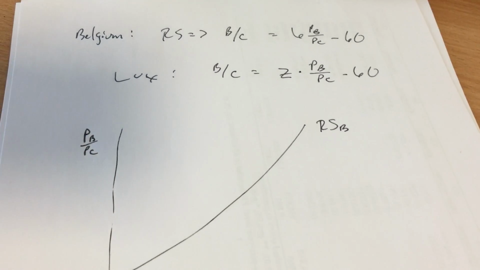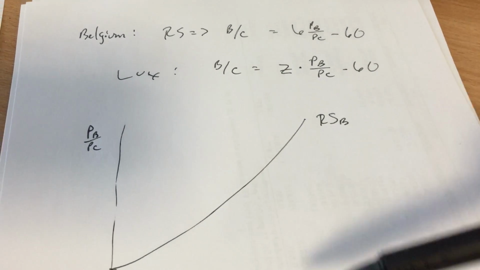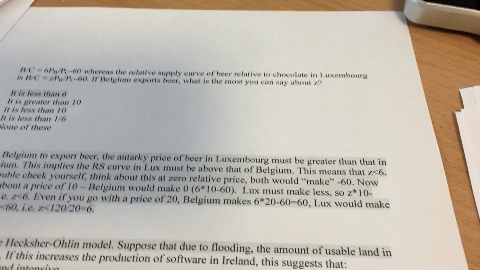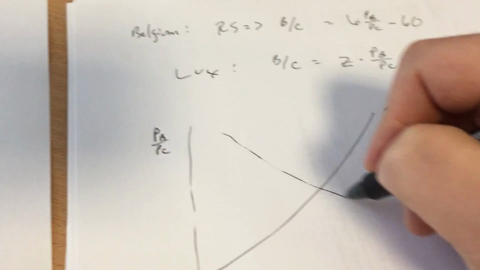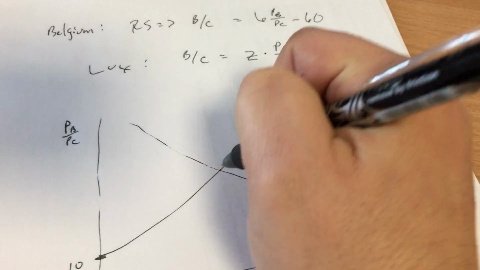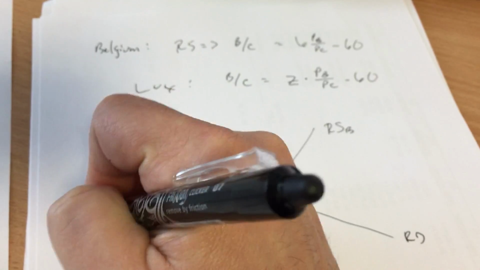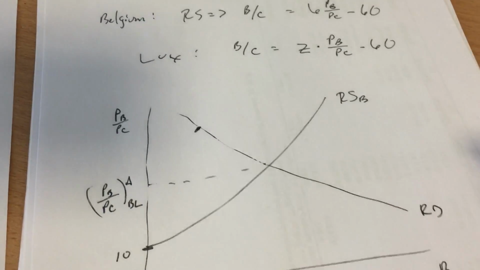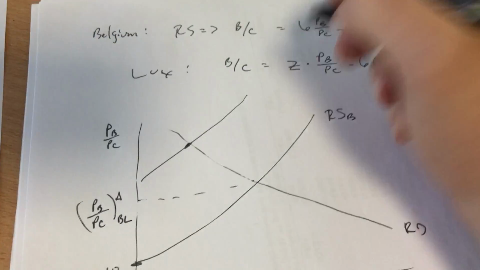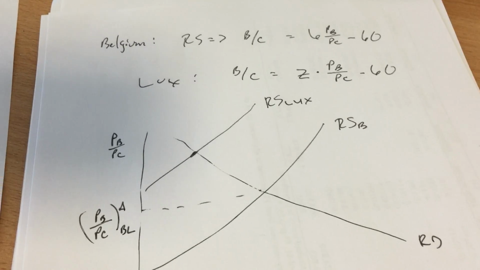And so what we're really asking is, is Luxembourg going to be above or below this? Well, what are we given? If Belgium exports beer, it means their autarky price of beer in Belgium has to be lower than what it's going to be in Luxembourg. So we know the relative supply curve for Luxembourg has to lie up there somewhere.